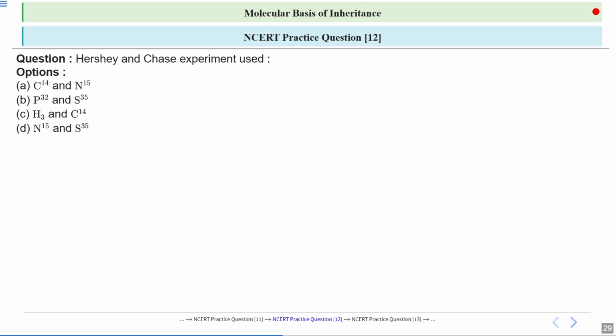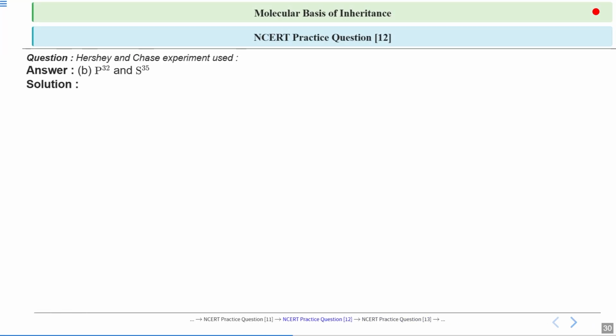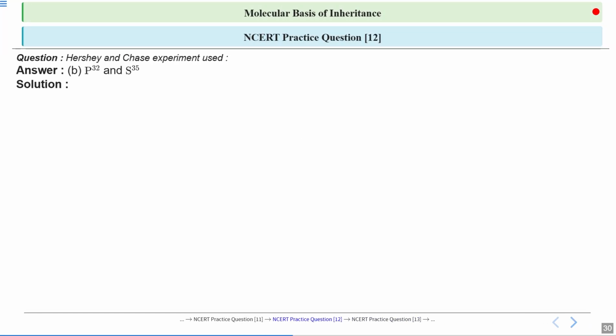The next question: Hershey and Chase experiment used. The options are C14 and N15, P32 and S35, H3, and C14 and N15 and S35. What is the correct answer? Let's have a look at the answer. The answer is option number B, P32 and S35.